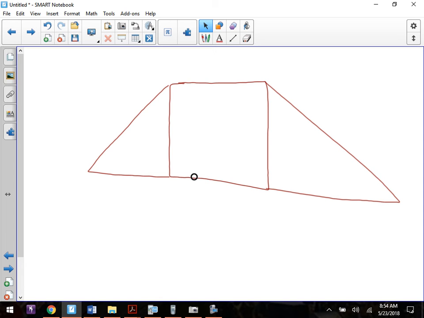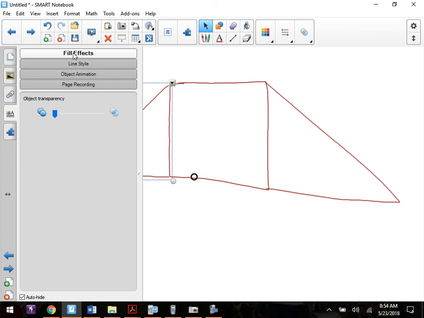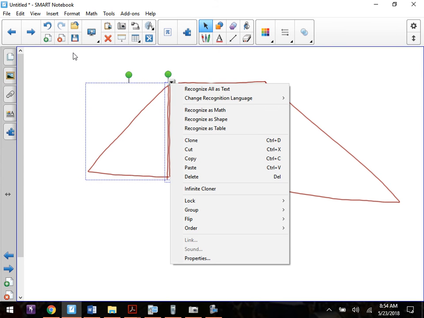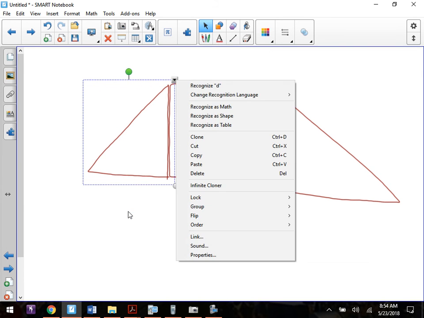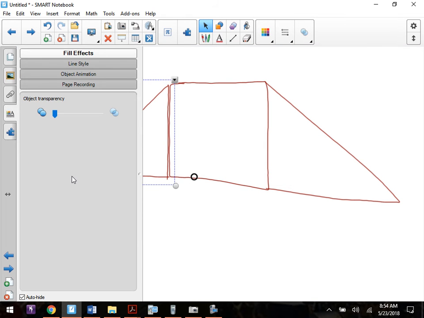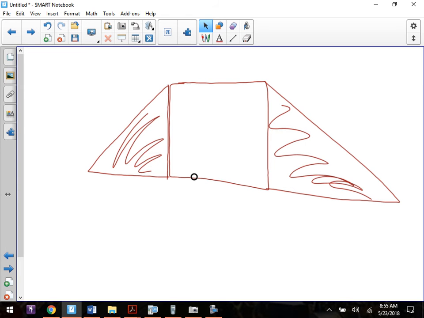So what they have us doing here, let's see if I can get this to shade correctly. Gotcha. Just let me fill it. Anyway, so here's the shaded. It's 4, 3, and the whole thing is 8.